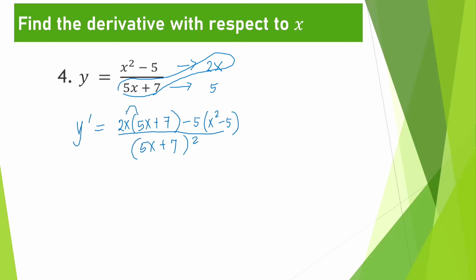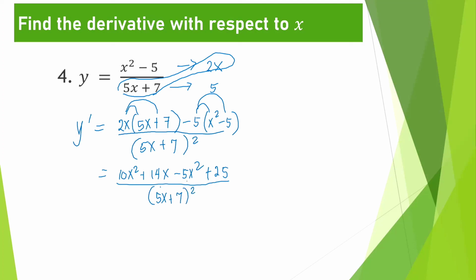Okay, so let's apply the distributive property. So 10x squared plus 14x, minus 5x squared plus 25, all over 5x plus 7 quantity squared. So 10 minus 5 is 5x squared plus 14x plus 25 all over 5x plus 7 quantity squared. So that will be our final answer.